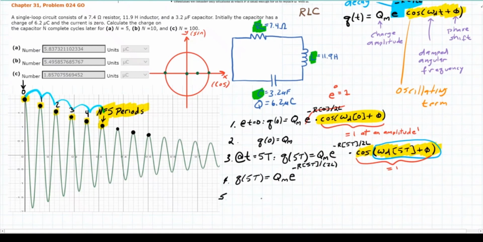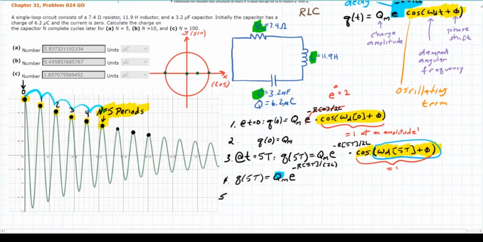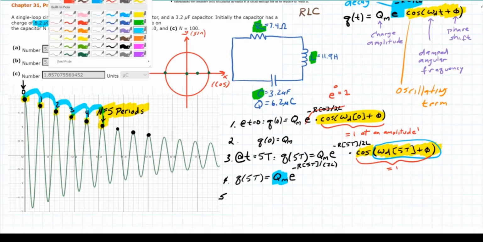I need to figure out, I know what Q sub M is. Q sub M, this value right here, is the maximum charge that you started off with. And with each successive bounce, I'm losing some of that charge. And we got to figure out, well, how much do I have at n equals 5? But I know how much I started out with, 6.2 microcoulombs. So let's keep running with that.